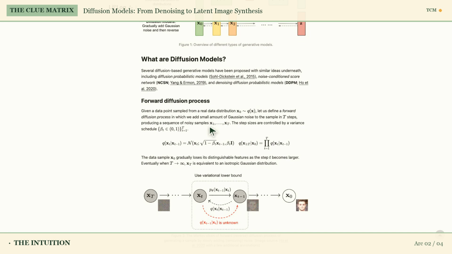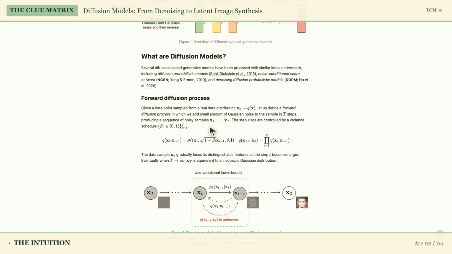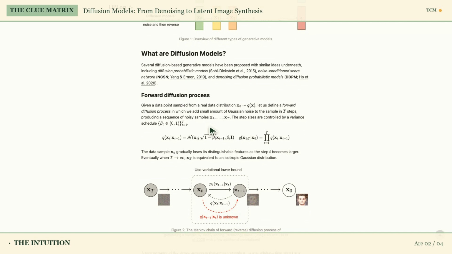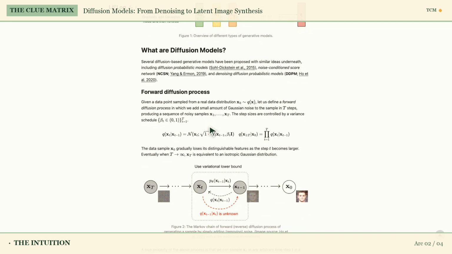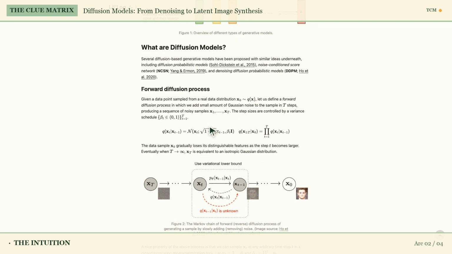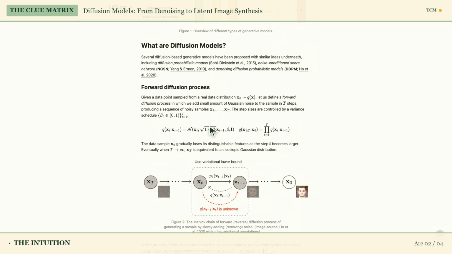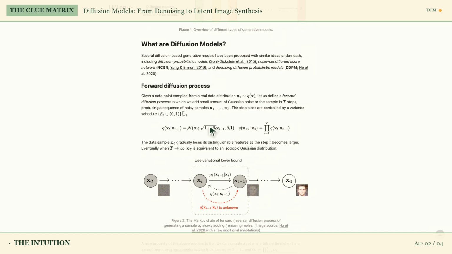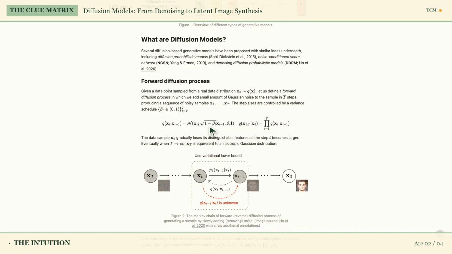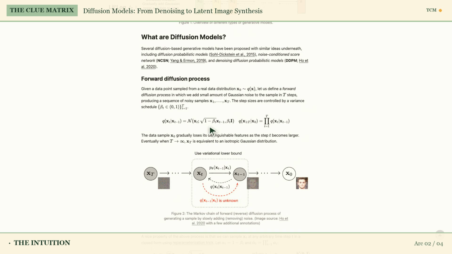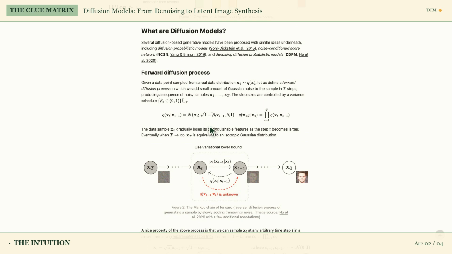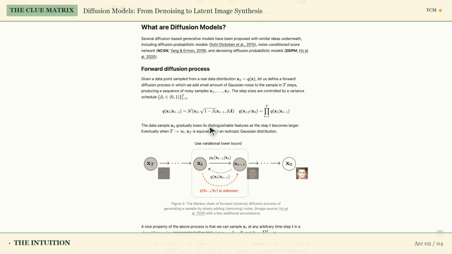A crucial property here is that we can sample xt at any arbitrary time step t in a closed form using the reparameterization trick. This means we can directly compute xt from x0 and noise epsilon as xt equals the square root of alpha bar t times x0 plus the square root of 1 minus alpha bar t times epsilon, where alpha bar t is the product from i equals 1 to t of 1 minus beta i. We don't have to simulate each step to get xt, which is a huge computational advantage.